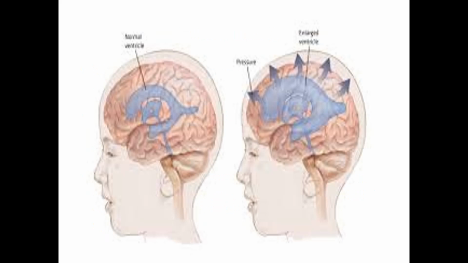Okay, so this is a picture showing the ventricles of the brain. This is the lateral ventricle, this is the frontal horn of the lateral ventricle, this is the temporal horn of the lateral ventricle, and this is the occipital horn. And here you can see the third ventricle, and the third ventricle through the cerebral aqueduct drains into the fourth ventricle.